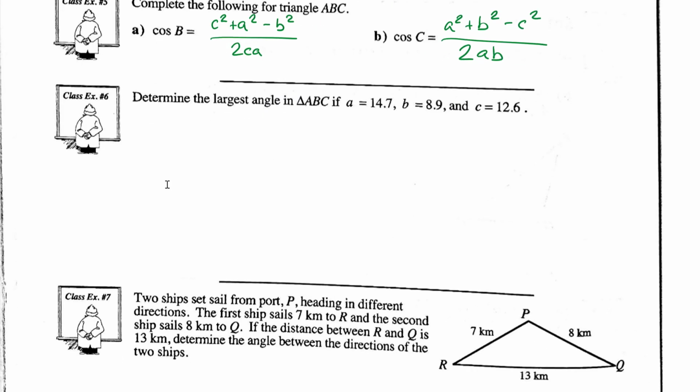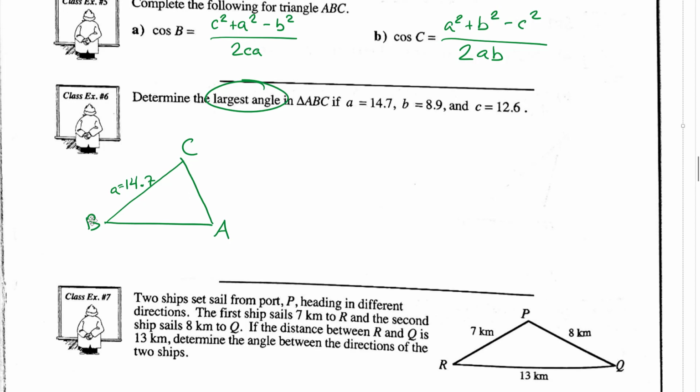It says determine the largest angle, so we're looking for an angle here, in triangle ABC, and you have all these specifications. So let's draw the picture here. I have some triangle, and I'm going to put ABC like this, and that's going to force my little a to be over here, and that is 14.7, which is the longest side out of the three, so in the diagram it does look like the longest side. And then my c over here is going to be 12.6, and my little b is 8.9.